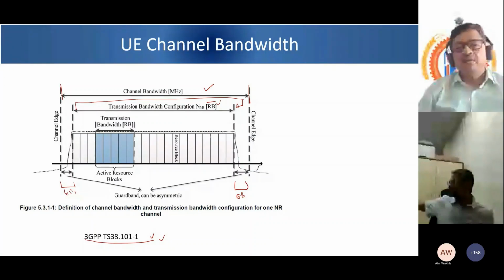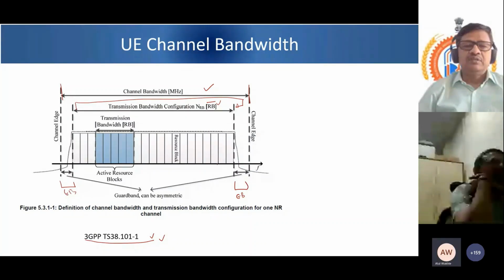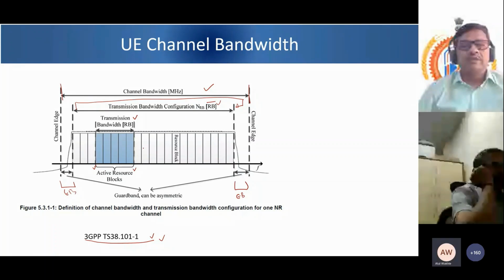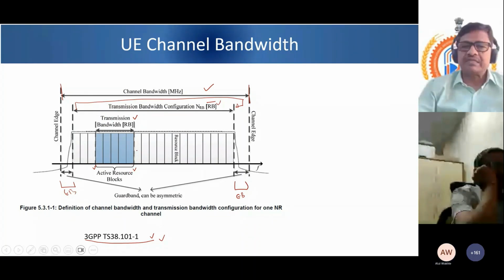And out of all the available resource blocks, some will be active at a particular time. So this is the active transmission bandwidth, the active number of resource blocks at that point of time. This is the overall definition.